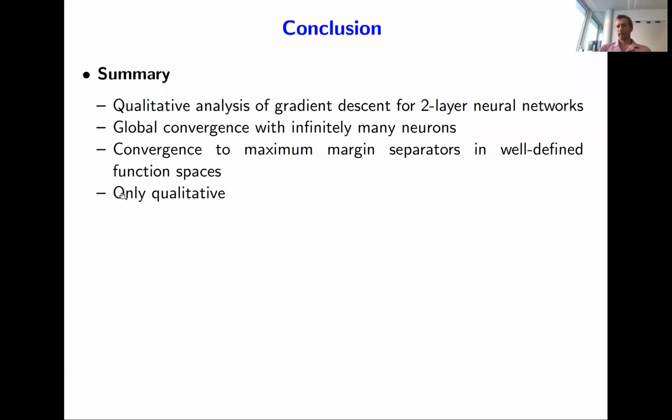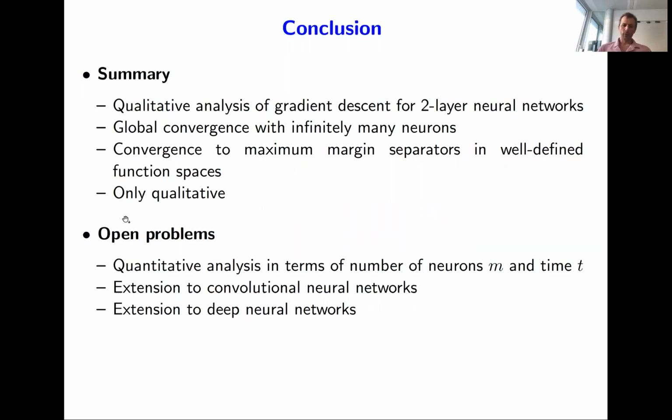Here, at the moment, as I've mentioned, it's only qualitative. Regarding time, we don't know how fast it will converge, and we don't know the number of neurons. So open problems, of course, start to be quantitative, and this is much harder than I thought.